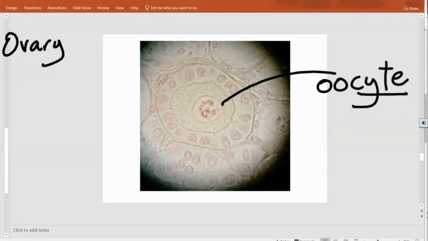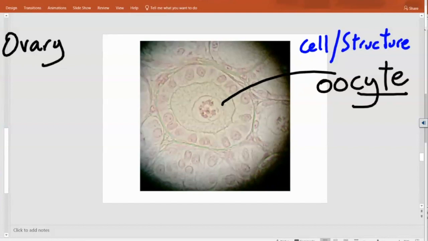cyte means cell, and oo is used for a lot of female stuff, okay? So it is called the oocyte, the oocyte. If you are asked to name that, it could be worded either way. Name that cell or name that structure, and I'm pointing right to the center there. You know, it looks like a little globe, doesn't it?